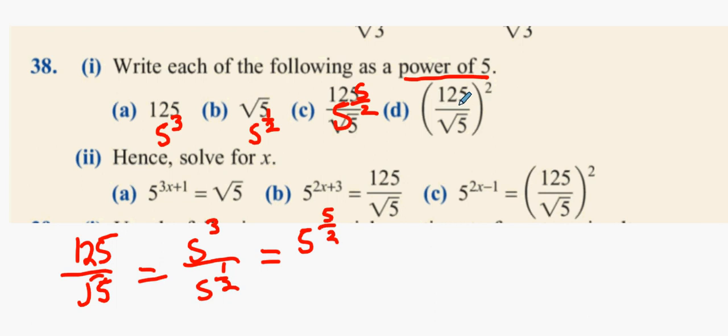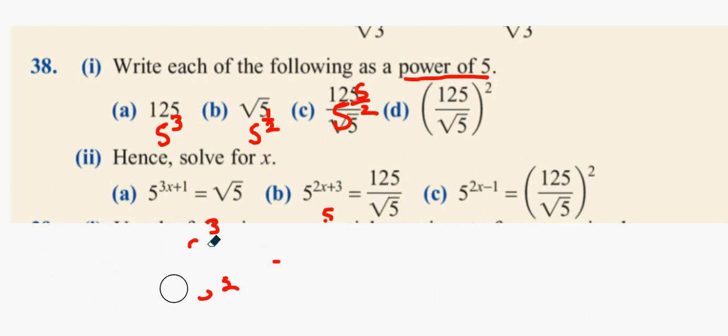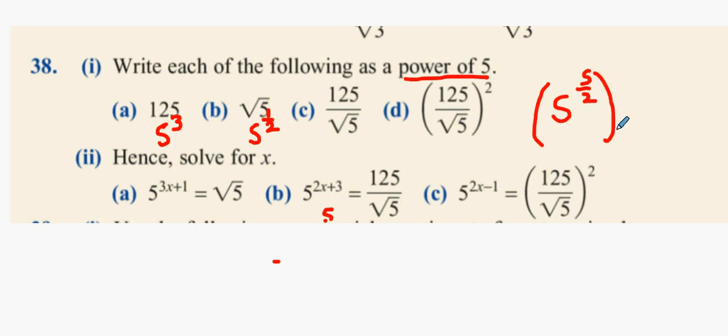Now on to the next one, we have to square it. Sometimes there's a cheap way of doing this. There's 2 ways of doing this. I'll show you the first way, and I'll show you something else as well. See this one that's squared, we all agree is 5 to the power of 5 over 2. And then it's squared on the outside. So what's 5 over 2 multiplied by 2? 10 over 2, which is 5 to the power of 5.